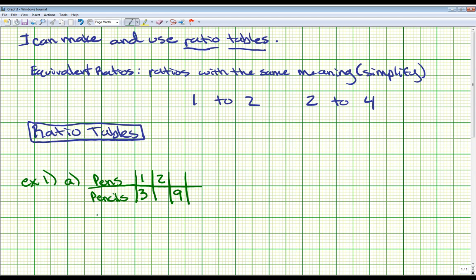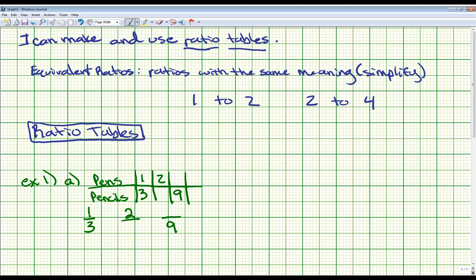If I were to write the ratios, these are called pens to pencils. So if I have 1 pen, I would compare that to 3 pencils. I can write that as a fraction, 1 over 3, or 1 to 3, 1 pen to 3 pencils. My next ratio would be 2 pens to a certain number of pencils. So this number down here is kind of a mystery number. And then my last ratio is some number of pens to 9 pencils. So I want all 3 of these ratios to be equivalent ratios. They have the same meaning.